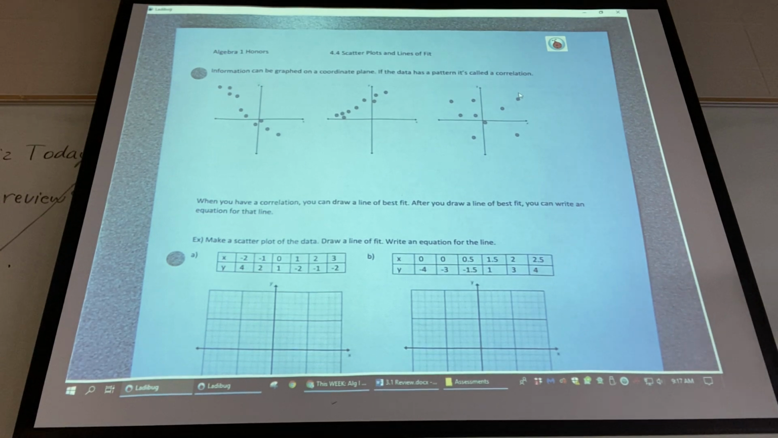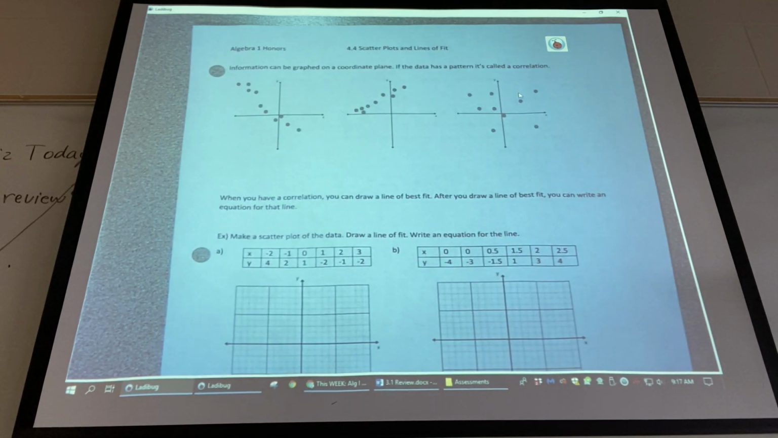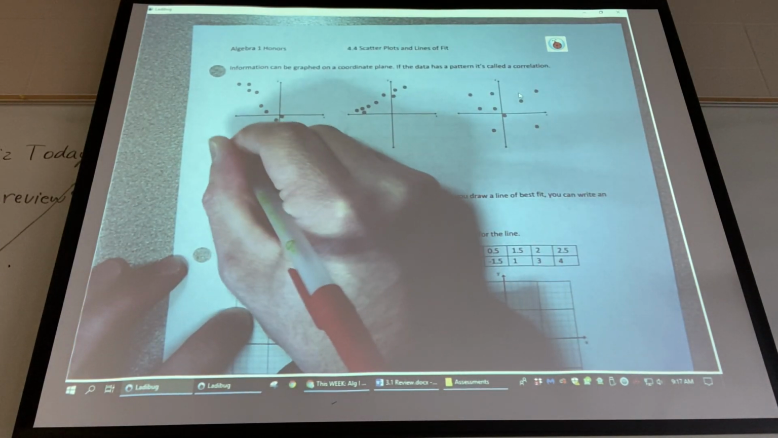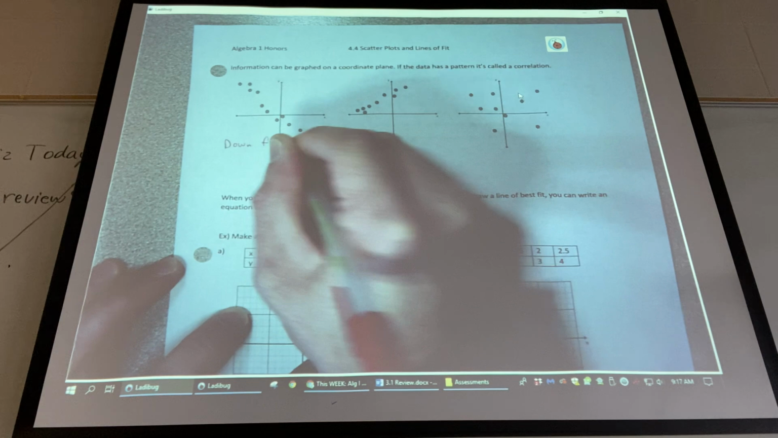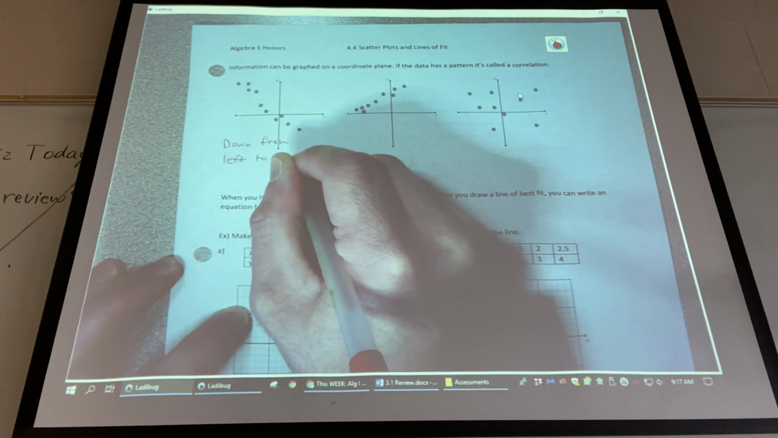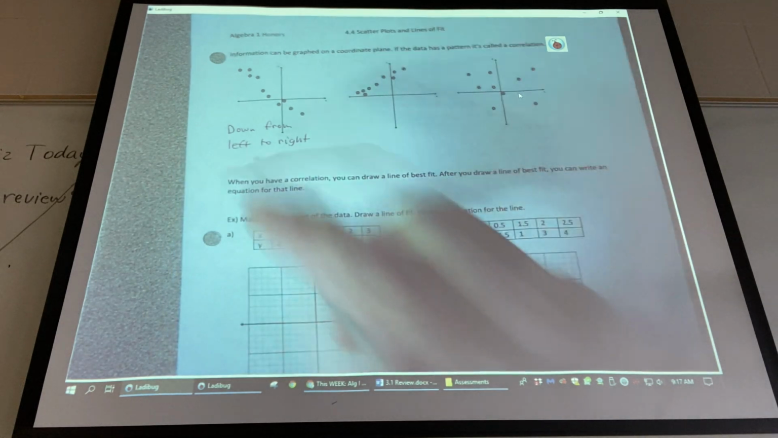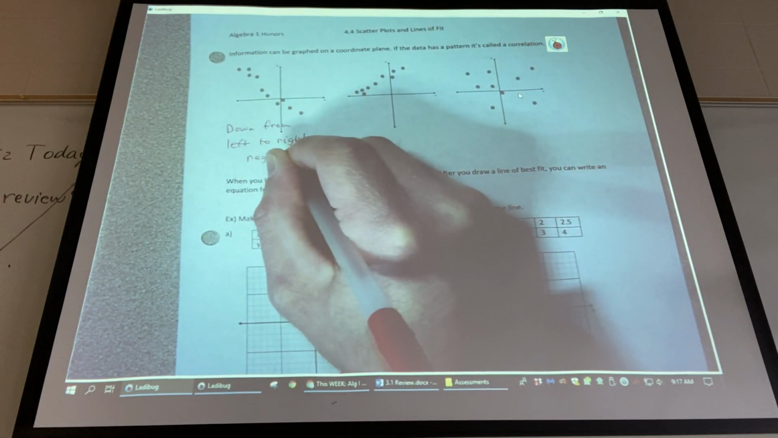It says information can be graphed on a coordinate plane. If the data has a pattern, it's called a correlation. So, that first picture there, do you think it has a pattern to it? Yes. How would you describe the pattern? Negative. Okay, so it's going down from left to right? Would you agree with that? I like how you guys describe that as negative. We would describe that as a negative correlation.